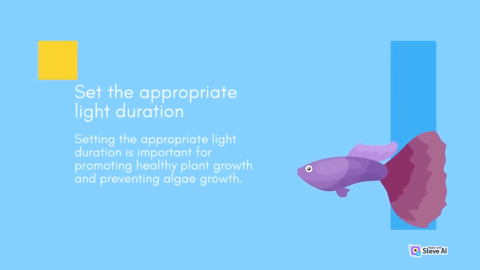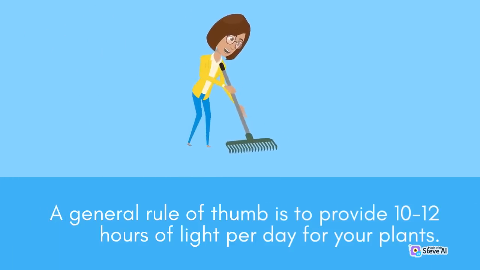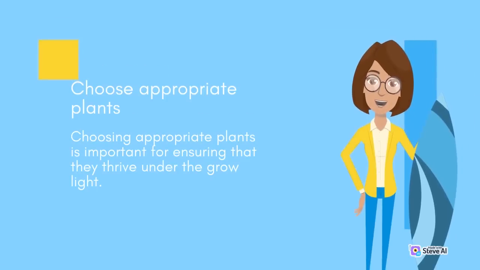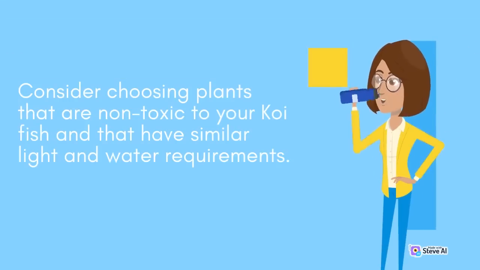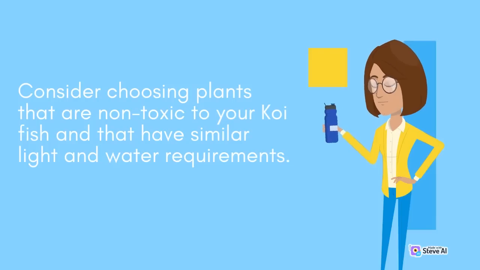Set the appropriate light duration. Setting the appropriate light duration is important for promoting healthy plant growth and preventing algae growth. A general rule of thumb is to provide 10 to 12 hours of light per day for your plants. Choose appropriate plants. Choosing appropriate plants is important for ensuring that they thrive under the grow light. Consider choosing plants that are non-toxic to your koi fish and that have similar light and water requirements.